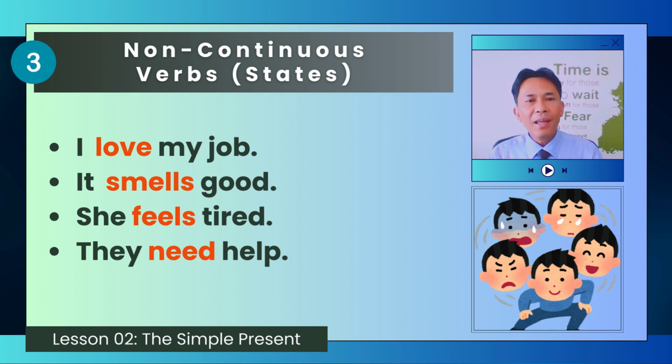So remember, we also use the simple present tense with non-continuous or stative verbs that are connected with our thoughts, our opinions, our feelings, emotions, and our five senses. So let's move on to the next usage.